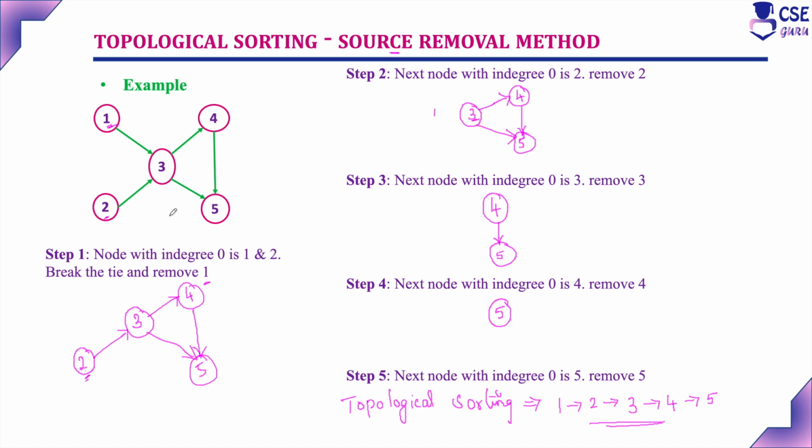If you implement it step by step, finally the graph will be empty. The order in which you have deleted the vertices is nothing but the topological sorting. So topological sorting is simply the ordering of vertices. The source removal method is very simple logic.